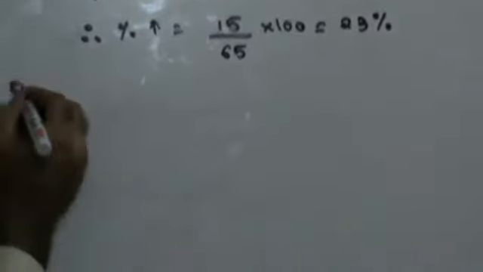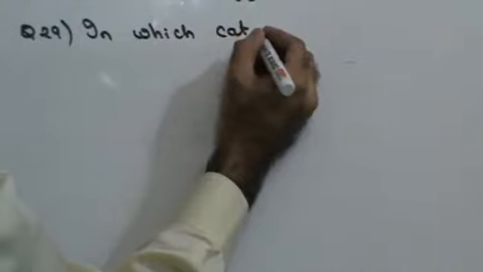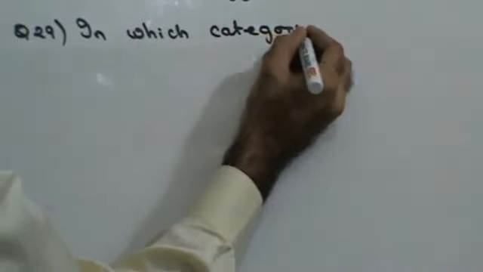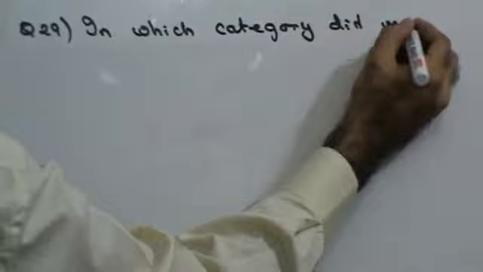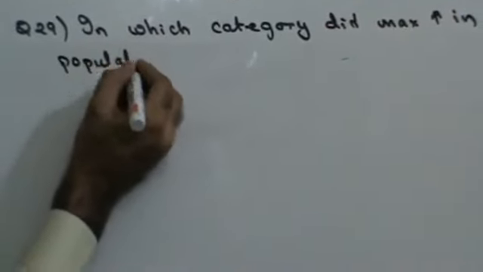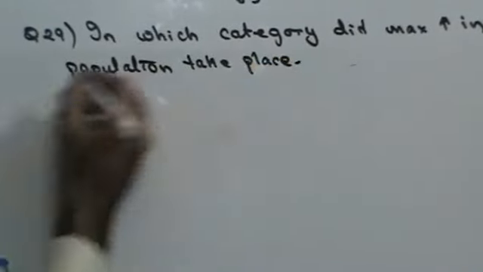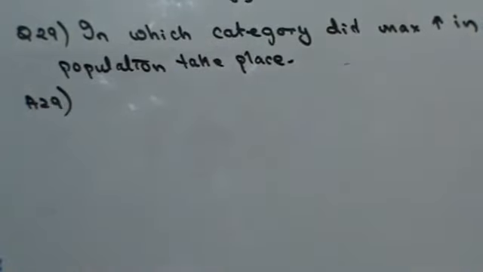Next, question 29. In which category did maximum increase in population take place? Right, maximum increase in population.